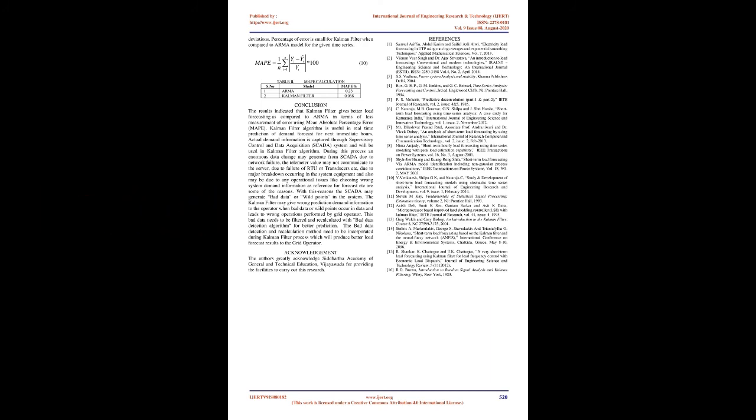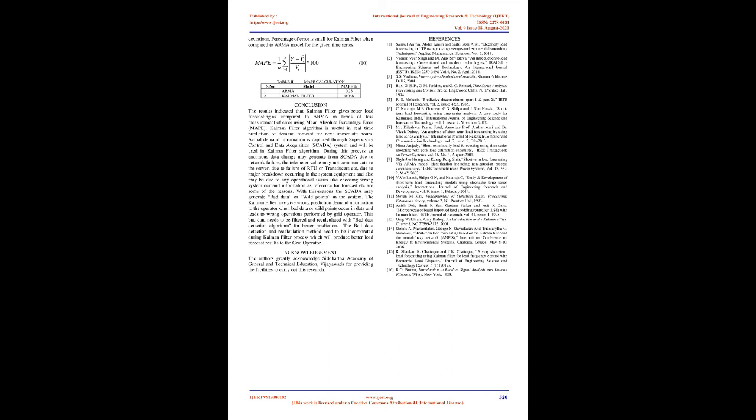Actual demand information is captured through the supervisory control and data acquisition, SCADA, system and will be used in the Kalman filter algorithm. During this process an enormous data change may be generated from SCADA due to network failure, the telemeter value may not communicate to the server due to failure of RTU or transducers etc., due to a major breakdown occurring in the system equipment, and also may be due to operational issues like choosing wrong system demand information as reference for forecast etc. are some of the reasons. With these reasons the SCADA may generate bad data or wild points in the system.